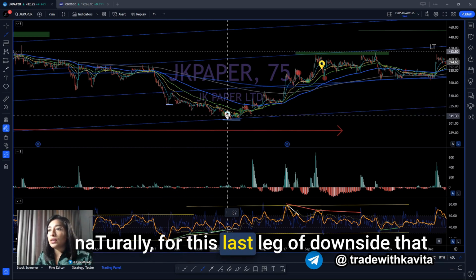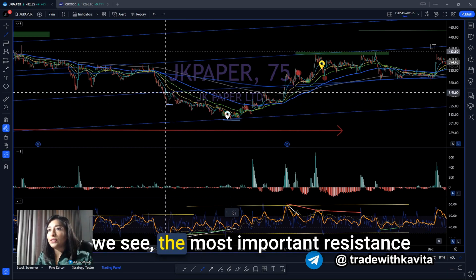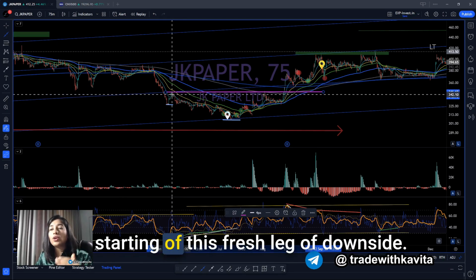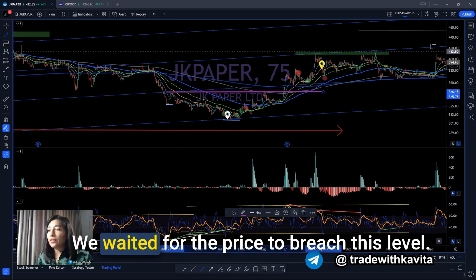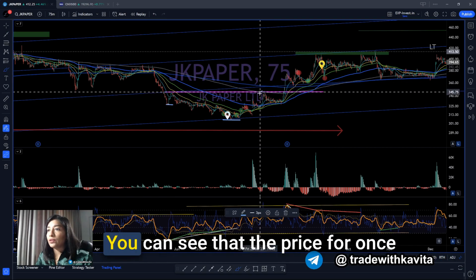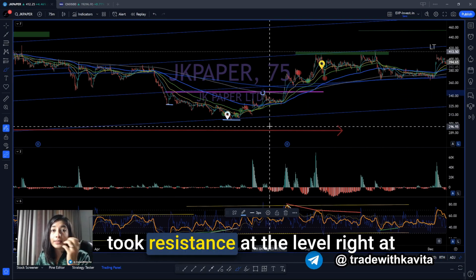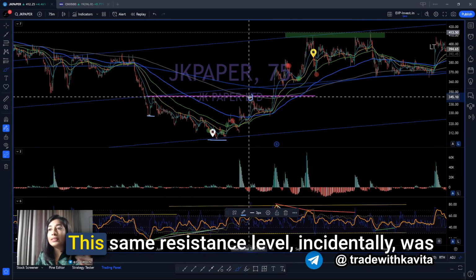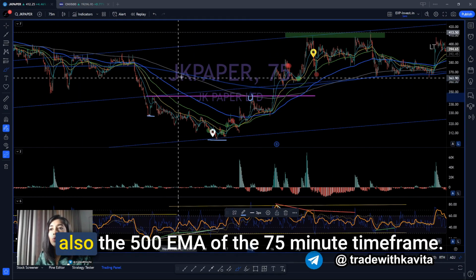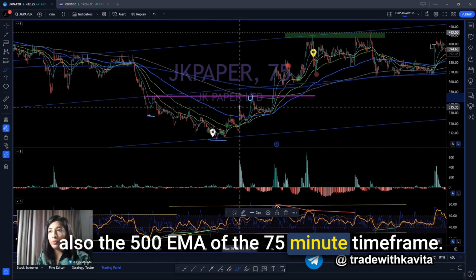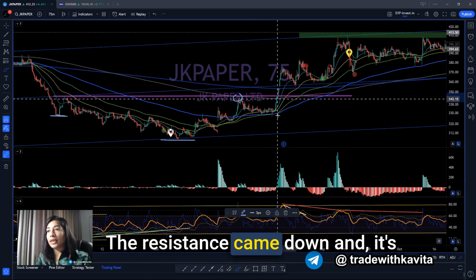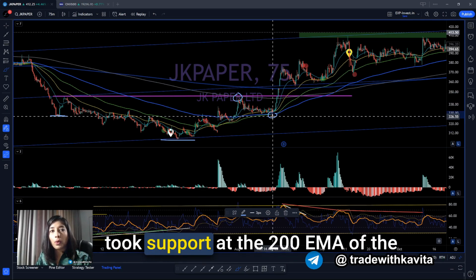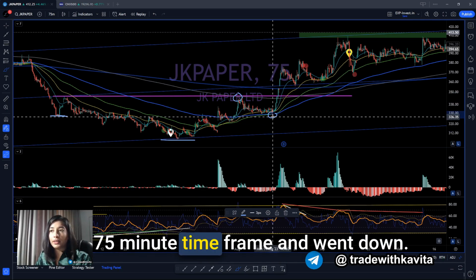Naturally, for this last leg of downside that we see, the most important resistance is this, which is the peak of this, or the starting of this fresh leg of downside. We waited for the price to breach this level. You can see that the price for once took resistance right at the resistance level, and it went down. This same resistance level, incidentally, was also the 500 EMA of the 75-minute time frame. The price took resistance, came down, and with textbook perfection the stock again took support at the 200 EMA of the 75-minute time frame and went up.